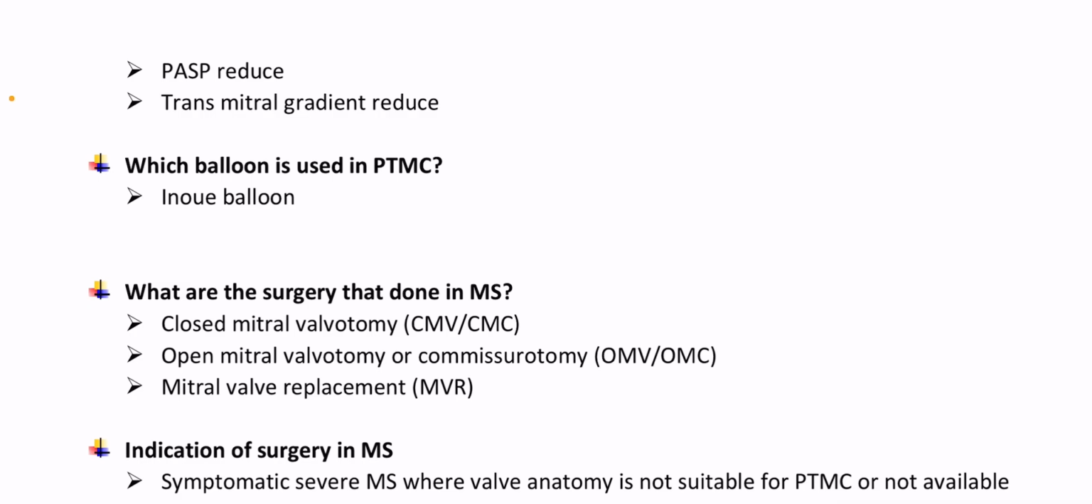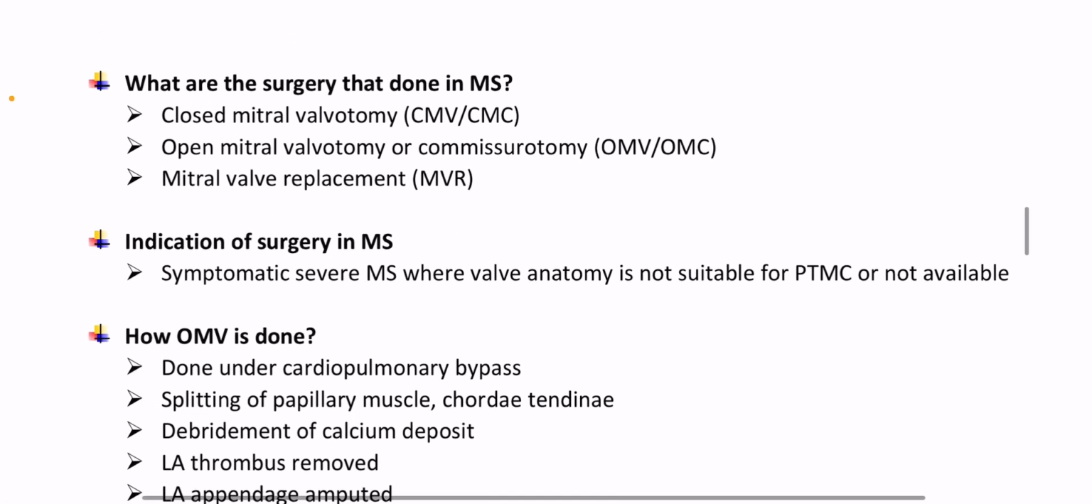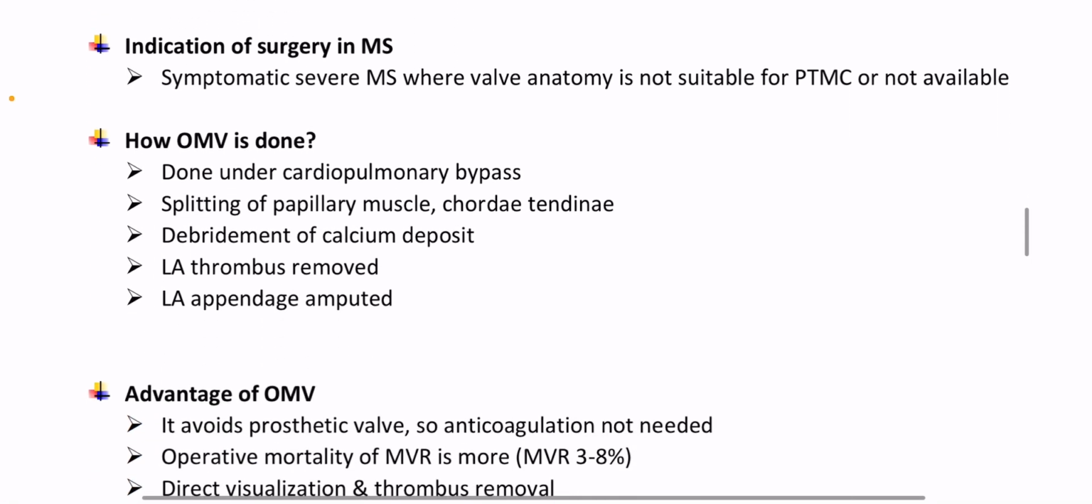Which balloon is used in PTMC? Inoue balloon. What are the surgeries done in MS? Closed mitral valvotomy, CMV or CMC, open mitral valvotomy or commissurotomy, OMV or OMC, mitral valve replacement. Now, what are the indications of surgery in MS? Symptomatic severe MS where valve anatomy is not suitable for PTMC or PTMC is not available.